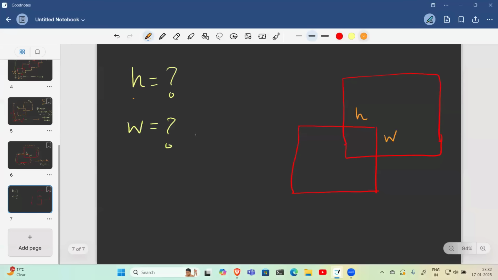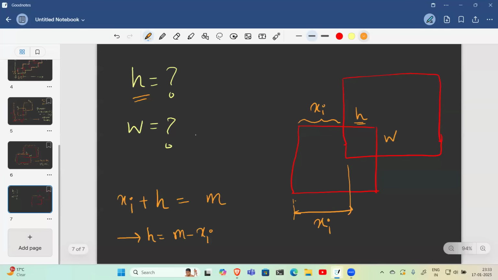So I need to find what is H, right? Now look at this length. What is this length? This length is nothing but how much distance x has shifted, because this was initially my x and it has shifted by this to get here, right? So that means this is nothing but my xi. So this length is xi and this is h. So xi plus h is nothing but the length of the side of the square, right? So xi plus h is simply m. That means what is h? H is m minus xi.